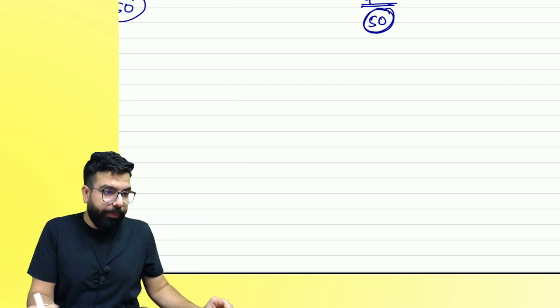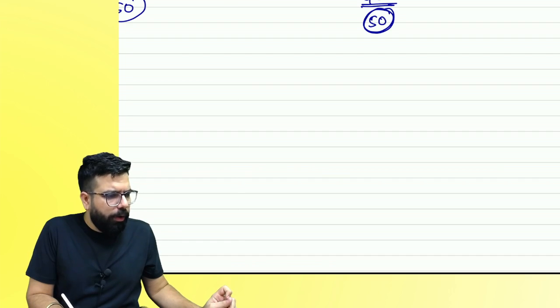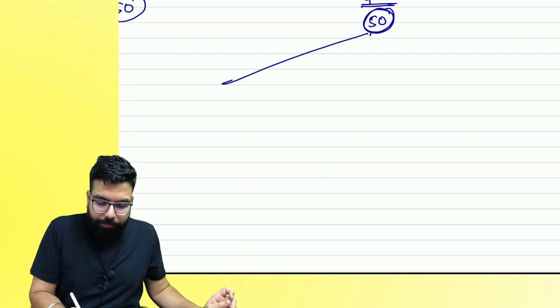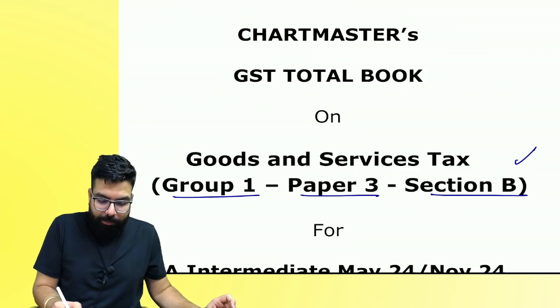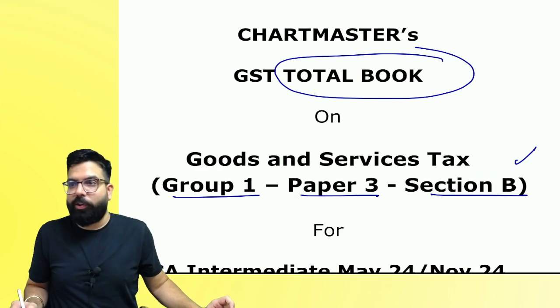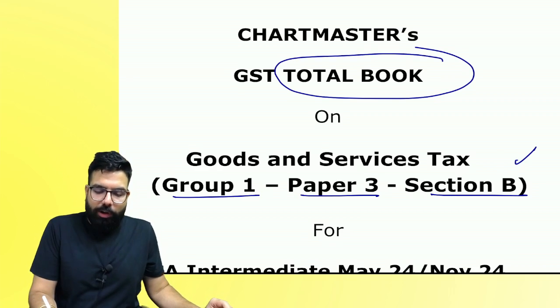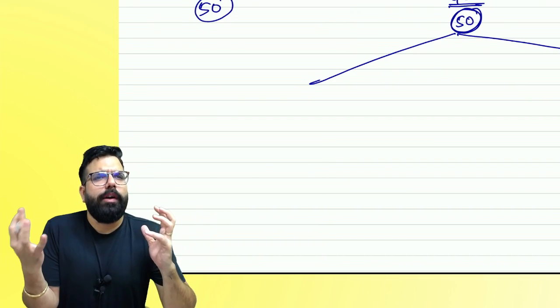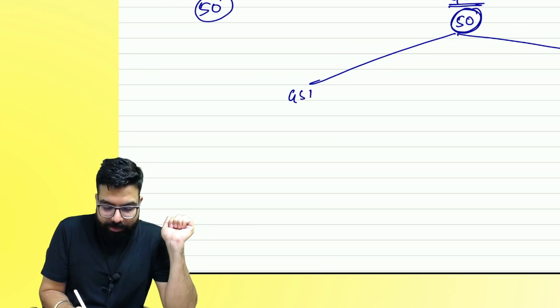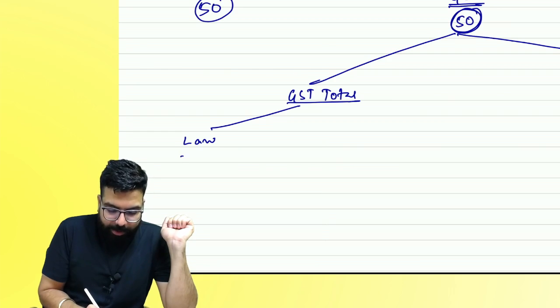Here, if I tell you what are the two things which we are going to use for this 50 marks. One is what I have given the name as GST total book. Why do I call it GST total book? Because when we learn GST, GST is a law. So the textbook, which is the GST total, has the law. It has examples. It has some illustrations.